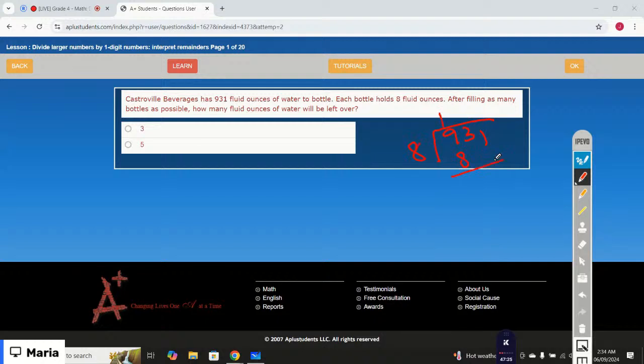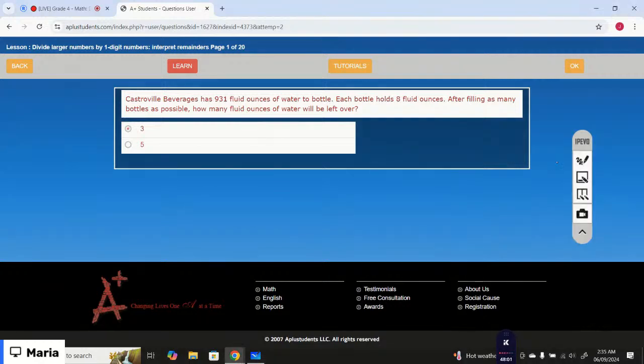So 8 times 1 is 8, 9 take away 8 is 1, bring 3 down. Again 8 times 1 is 8, 13 take away 8 is 5. Bring the next digit down, count 8 until 51. So you can go for 8 times 6 equals 48, and 51 take away 48 is 3. So that means you are still left with 3 fluid ounces of water. The correct option is 3. Option number 1 is the correct option.